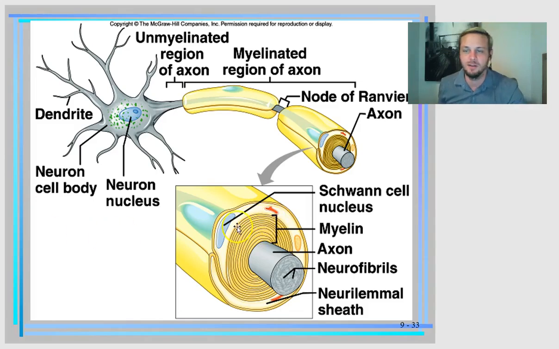Looking at the Schwann cell a little bit better in this cross section, you can see how it wraps with all this myelin, and then you get your neurilemmal sheath, or the wrapping around the neuron. And we're going to stop there and pick up more specifically with the central nervous system next time.